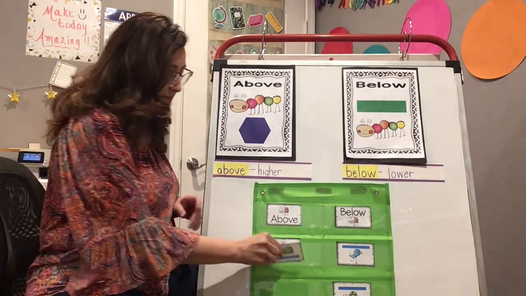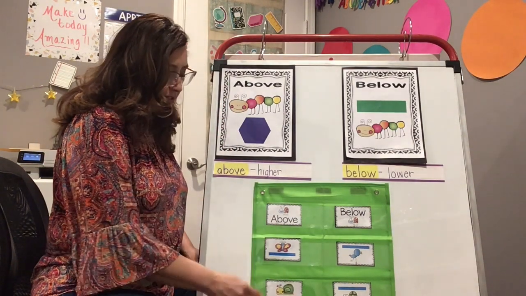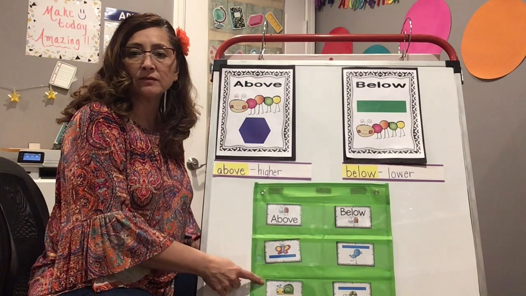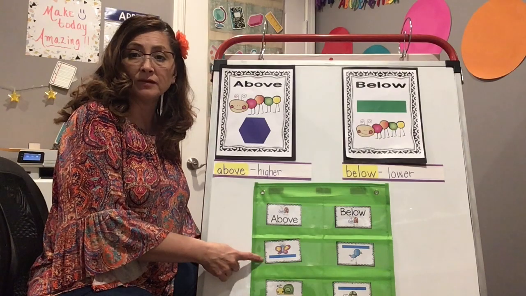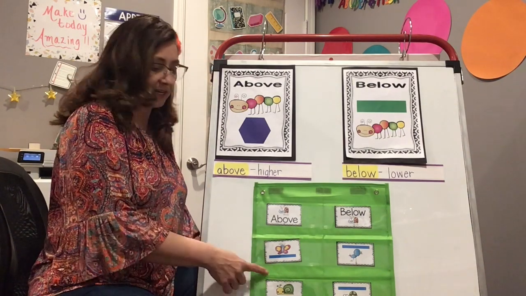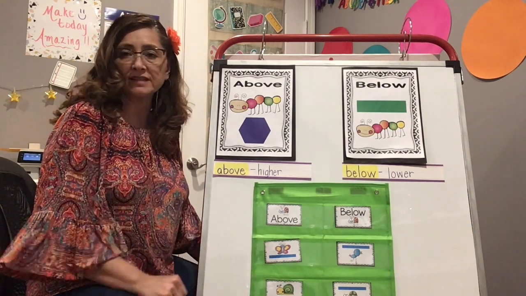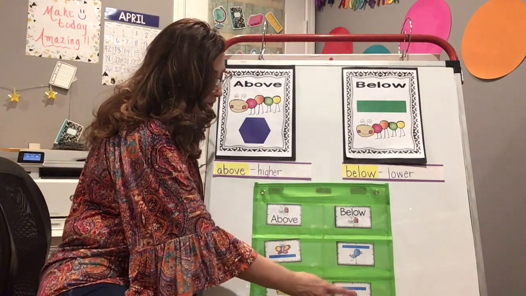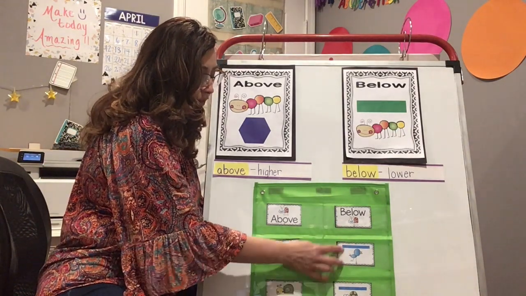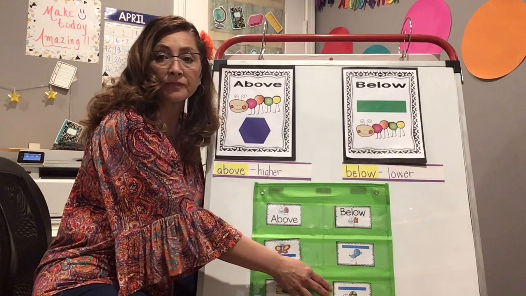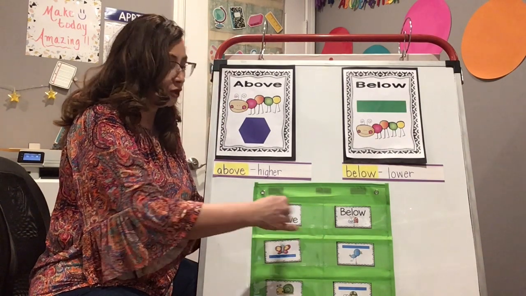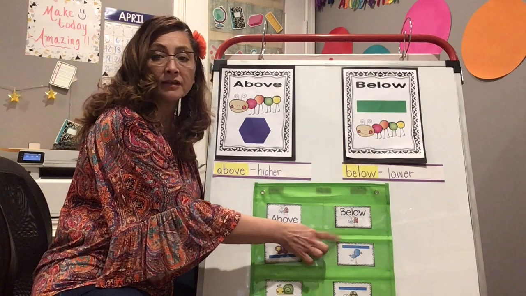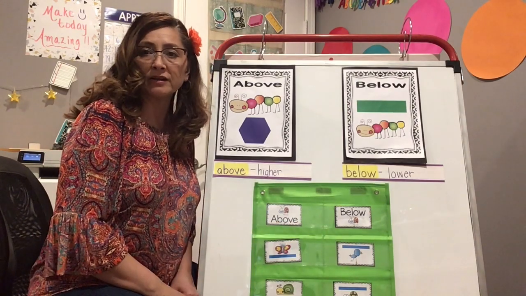Very good. Now let's take a look. What do you notice about all of these where the animal is above? That's right. The animal is higher. It's higher than the rectangle. What do you notice about these that are under below? That's right. The animal is lower than the rectangle. Very good, boys and girls.